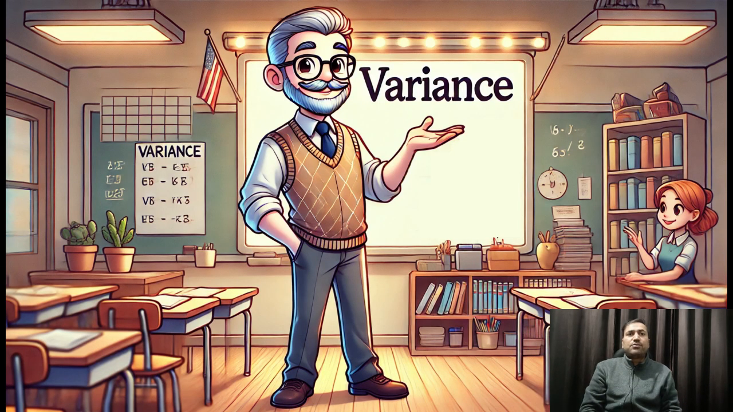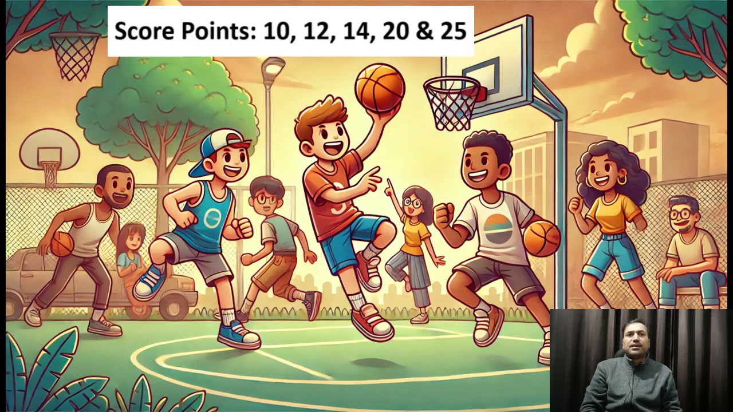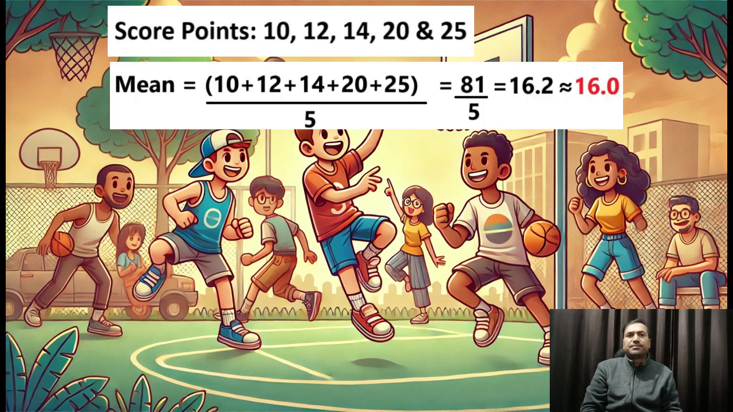Variance measures how far each number in a dataset is from the average or mean. Here is how we calculate it step by step. Step 1. Find the mean. Add up all the numbers and divide by how many there are. Example: 10 plus 12 plus 14 plus 20 plus 25, divided by 5, is equal to 16.